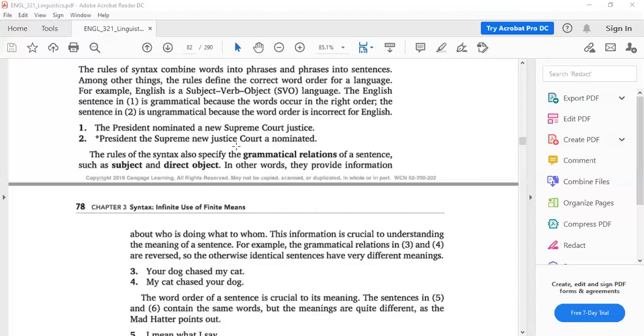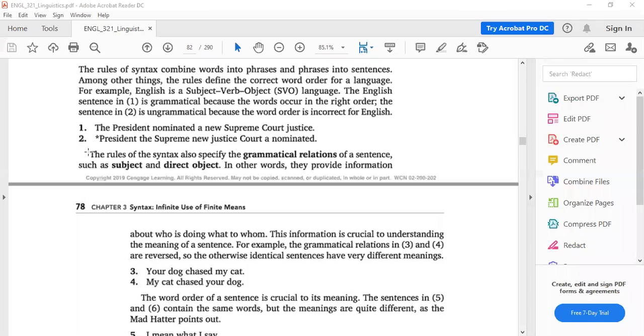Give an example, you can use 1 and 2. Or you can say, John ate the apple yesterday, this is correct. But apple and yesterday ate John is not grammatical because it does not conform to the syntactic rules of the correct word order. Not only that, syntactic rules do more than this.